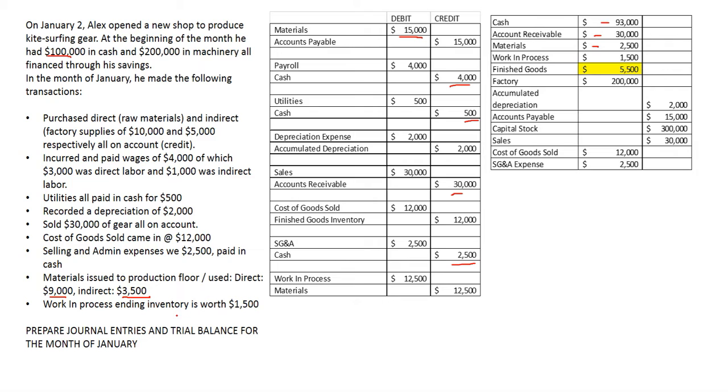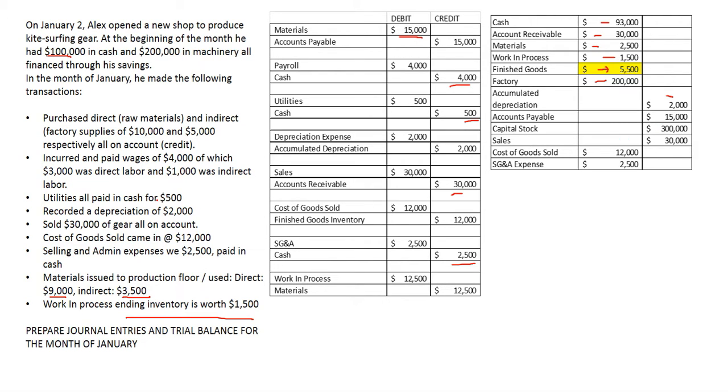Work in process ending inventory is given to us here, so it is $1,500. Finished goods, there is a reason why I highlighted this in yellow. This is something we are going to calculate, and there are two ways to calculate it. I'll come to that in a second, but let's keep that in mind. I'm going to come back to it. Factory, the machinery was worth $200,000, and then there is an accumulated depreciation of $2,000 at the end.